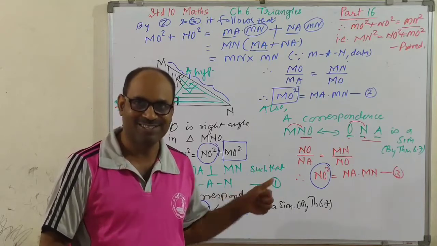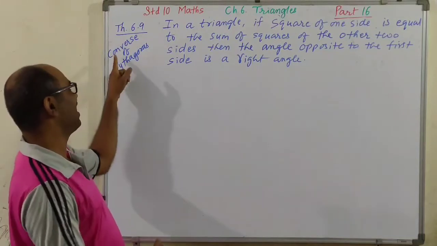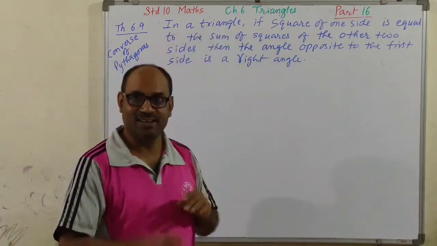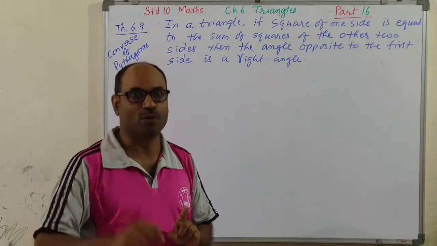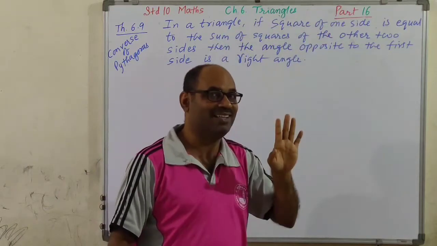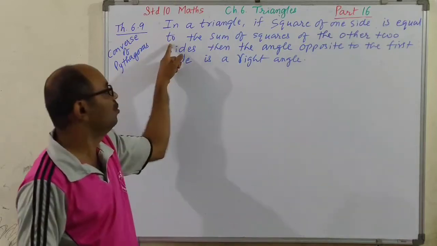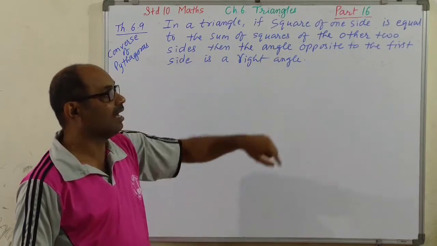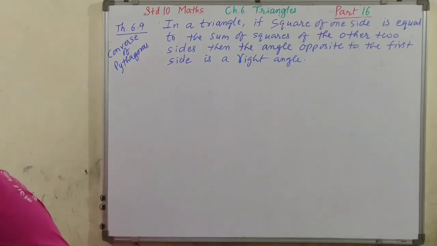I hope you understood this. Let's move on to the next theorem, theorem 6.9, and it is exactly the converse of Pythagoras. Alright? In a triangle, if square of one side, the longer side, is equal to the sum of squares of the other two sides, then the angle opposite to the first side is a right angle. Alright, let's see it.